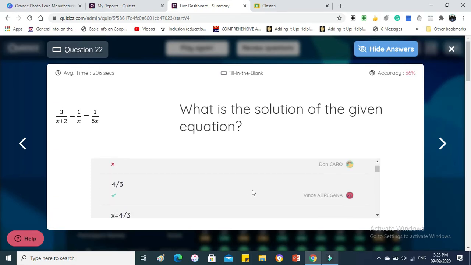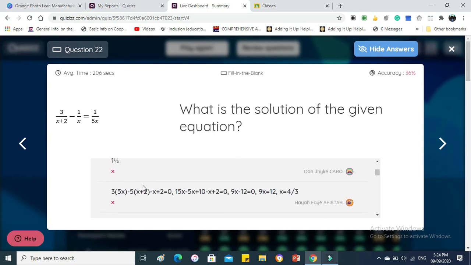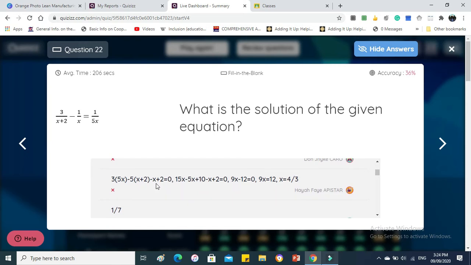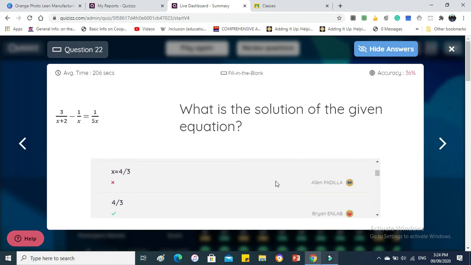Some answered 1. But in cases like this, I will be considering this one because they wrote X. I was not able to put it on the alternative solution. But of course, definitely 1/3 is wrong. It should have been 1 1/3. Very good. For this one, I will be considering this because she really showed the correct answer. So Alan Padilla, I will also consider this one. This one I will also consider.